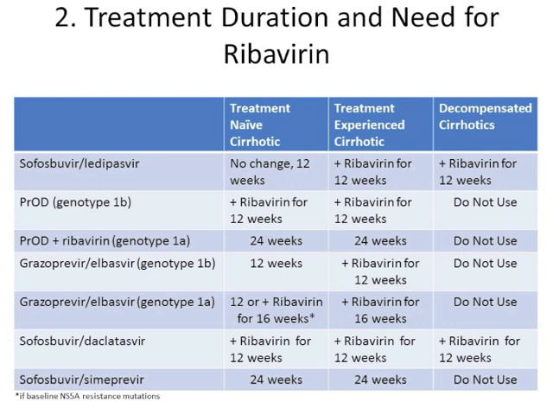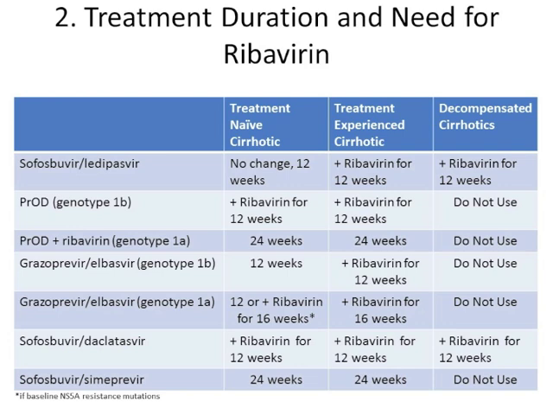Okay, so this slide just shows the possible treatment durations for our patient who was treatment naive and cirrhotic, but also treatment experienced cirrhotics and decompensated cirrhotics. I included the last two columns just for completeness, but we are focused on the first column for our patient, and in particular the ones that say genotype 1B.